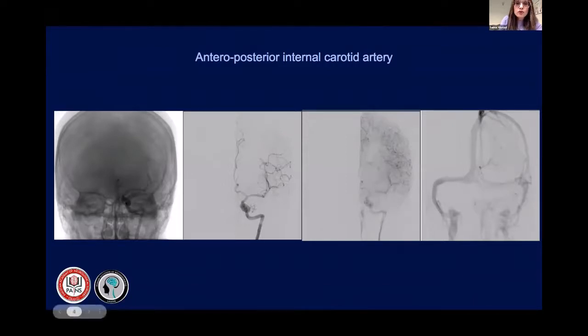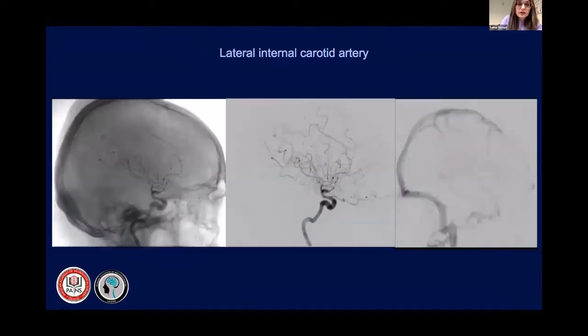For newcomers, not for me, obviously, you can see that both orbits are seen, and this is the scout film, the AP projection. So first arterial, then capillary, then venous. And the physiological circulation time is 3.5 seconds. So you have to see all three phases in one projection. This is typically for the internal carotid artery on both sides, right and left.